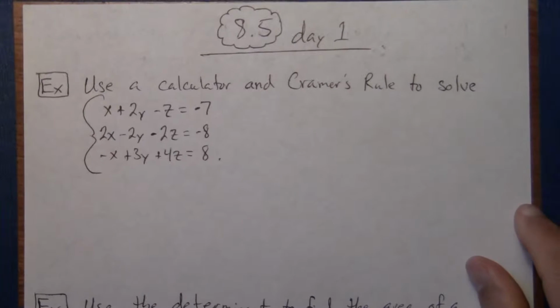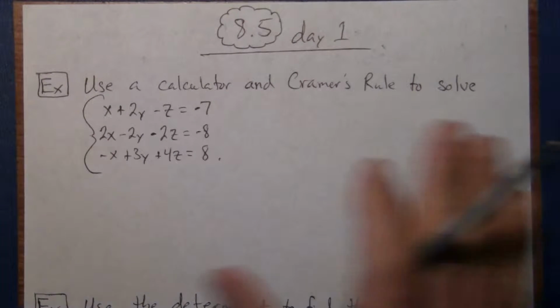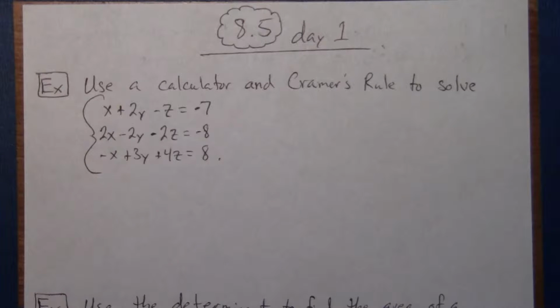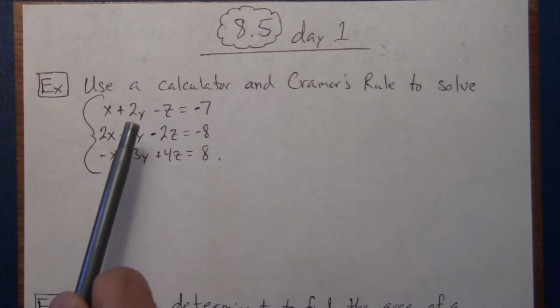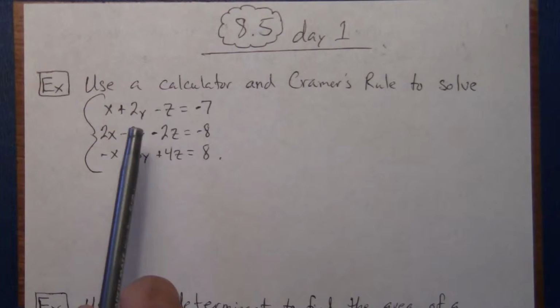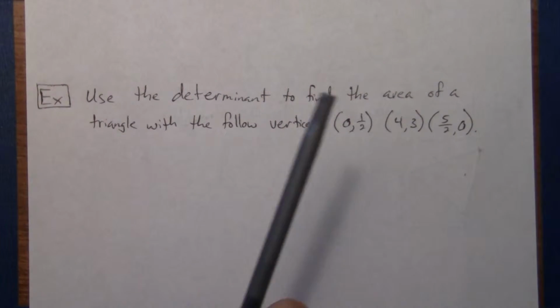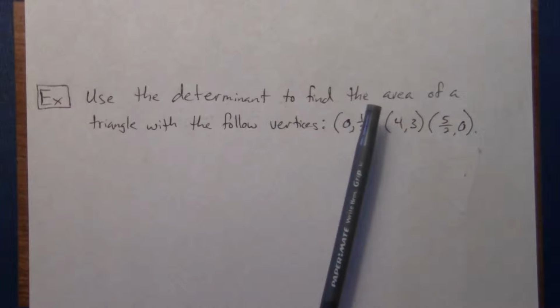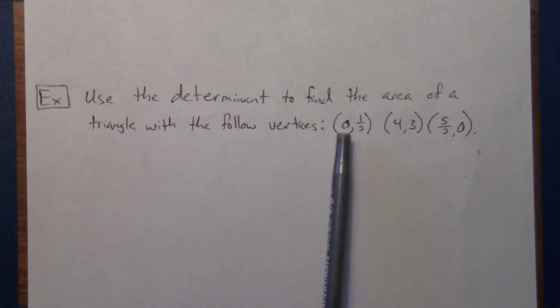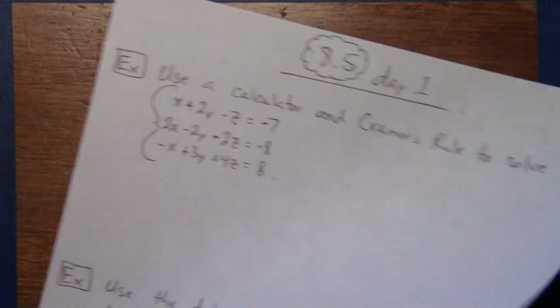Alright, for your homework help in section 8.5, day 1, we'll take a look at a couple different types of problems using determinants. First one's going to ask us to use a calculator and Cramer's rule to solve this system of equations. We will then use the determinant and the equation that we used for the area of a triangle with the following three vertices.